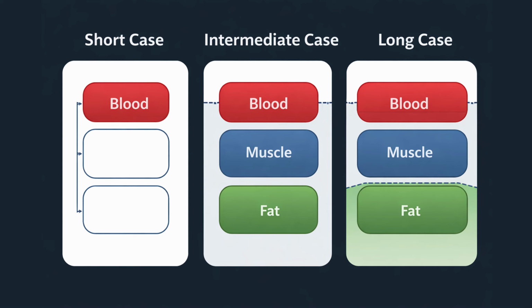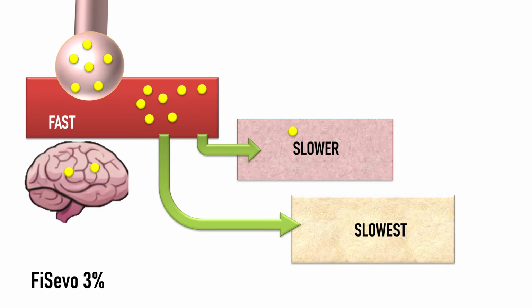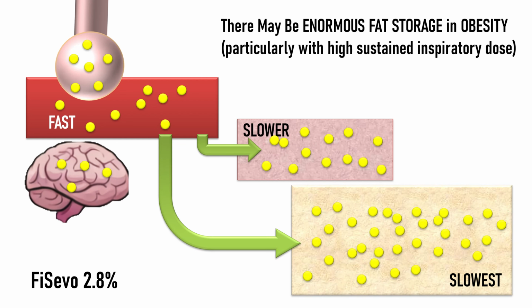Initially, the sevoflurane rapidly goes to the blood and to the brain, and then it starts to enter muscle, and then it moves on to the slowest compartment, which is the fat. And that's why it doesn't really accumulate very quickly in short cases. However, higher inspired concentrations for longer periods results in significant tissue accumulation, and that tissue accumulation includes the brain. There may be enormous fat storage in obesity, particularly with high sustained inspiratory dosage.